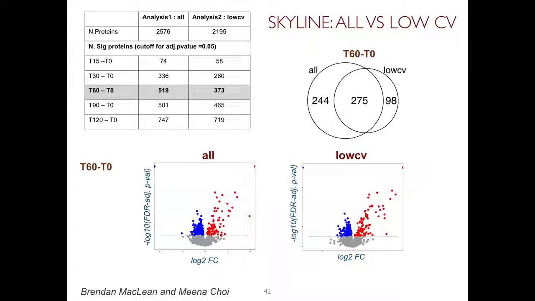So this is the first summary. We compared Skyline all versus low coefficient of variation. In terms of number of proteins, clearly limiting your precursors limited the number of proteins, right? It went from 2,500 to 2,100, so we lost roughly 400 proteins. And then here we compared essentially the progression of each subsequent time point to 0. And this was the number of differentially abundant proteins identified by both analyses.